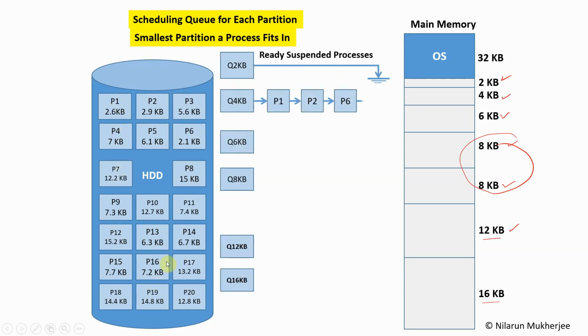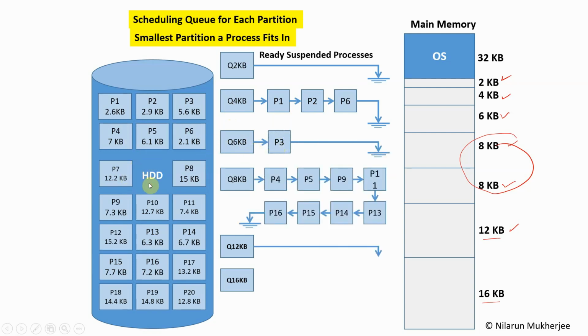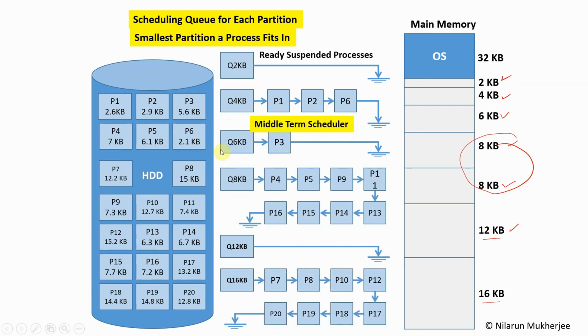You can see here none of the processes are less than 2 kb, so the 2 kb queue will be empty. The 4 kb queue will have p1, p2, p6, since each is greater than 2 and less than 4. So they will be put in the 4 kb queue. 6 kb will have only one process, and 8 kb will have a lot of processes, which reflects our strategy. 12 kb will have nothing here, and 16 kb will have several processes.